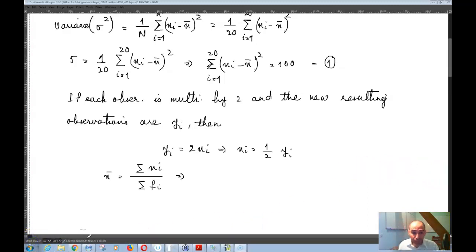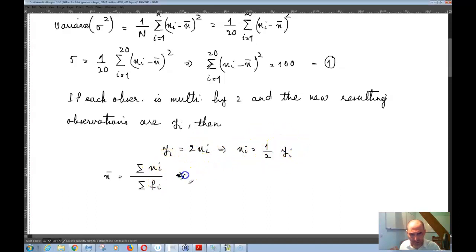Okay, so now what we said is that if each observation is multiplied by 2 and the new resulting observations are y of I, meaning that y of I is equal to 2 times x of I, then I can write x of I is equal to 1/2 y of I, right? Now, x bar, as you know, is equal to sigma x of I over sigma f of I. So now instead of x of I I can write 1/2 y of I.